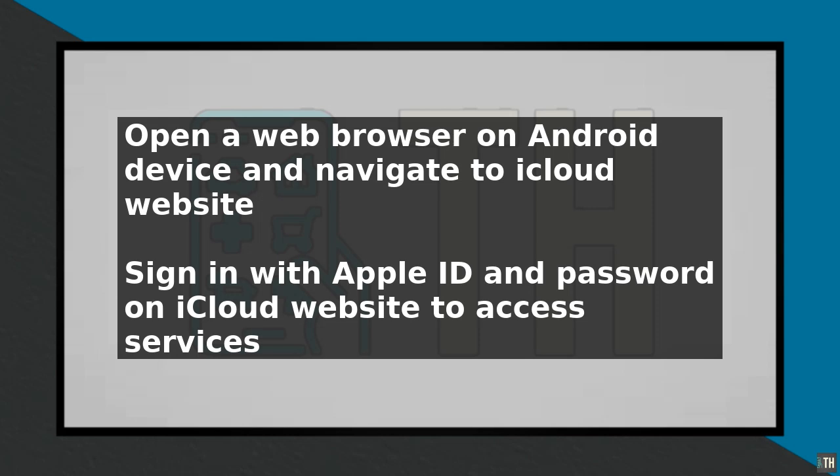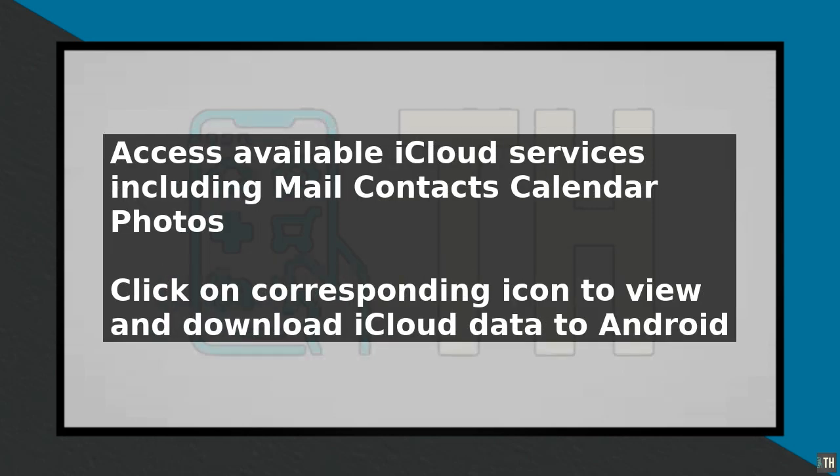If you have two-factor authentication enabled on your Apple account, you will need to enter the verification code sent to your Apple device or generated by the Authenticator app. After signing in, you will see a list of available iCloud services, including Mail, Contacts, Calendar, Photos, and more. You can access any of these services by clicking on the corresponding icon. For example, if you want to access your iCloud Photos, click on the Photos icon. You will then be able to view and download your iCloud photos directly to your Android device.